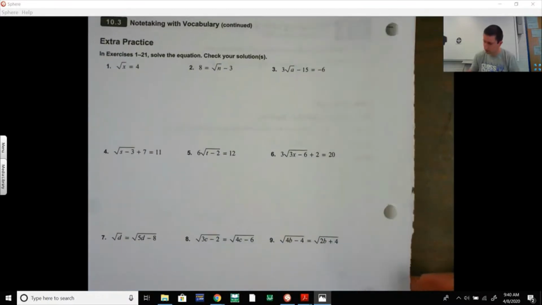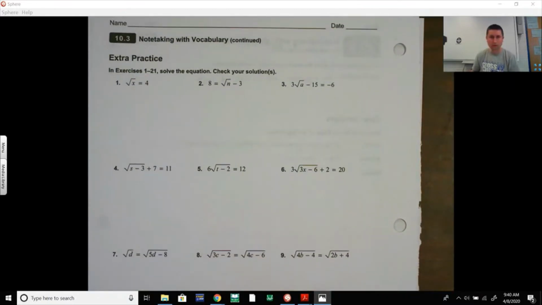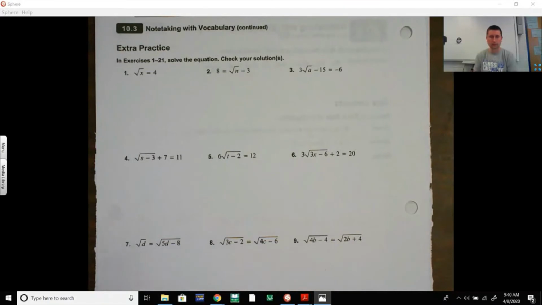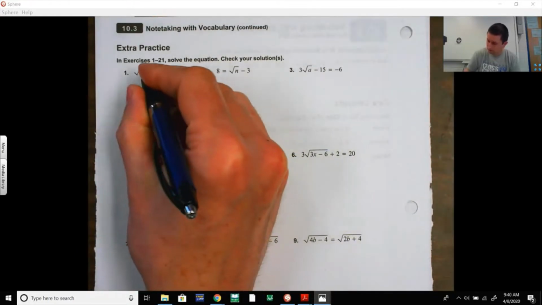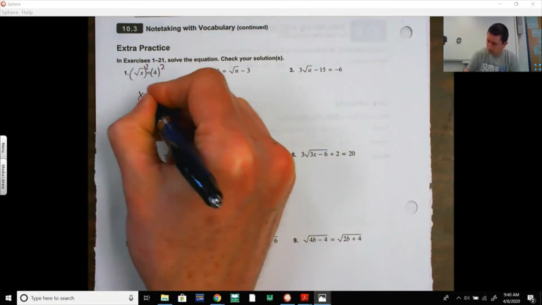So a lot of practice with these, a couple different variations we're going to see. I'm just going to go through these, and you try to work ahead or stop it and work out a few of them, and then jump ahead, see if you did them right. So square root of x equals 4. Square both sides, x equals 16.